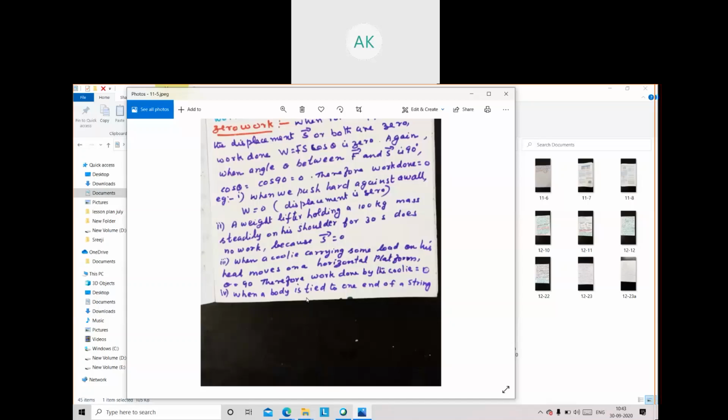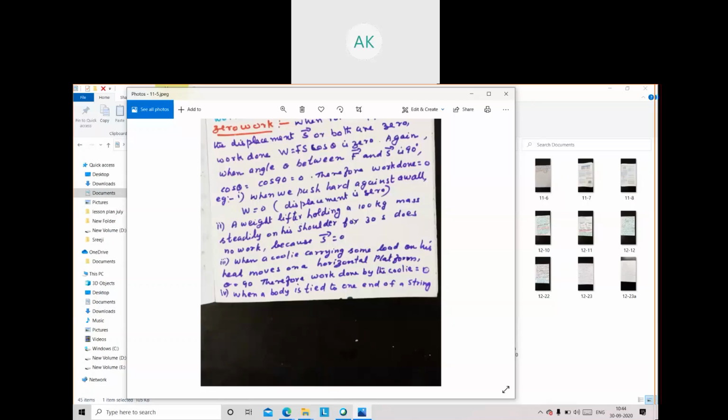That doesn't mean that we don't have to pay him because his work done is 0. But that is the difference between common language and physics language. In physics language, work done is 0. A coolie carrying a load on his head, walking on the horizontal platform, the angle between the force and displacement is 90 degrees. So work done is 0.